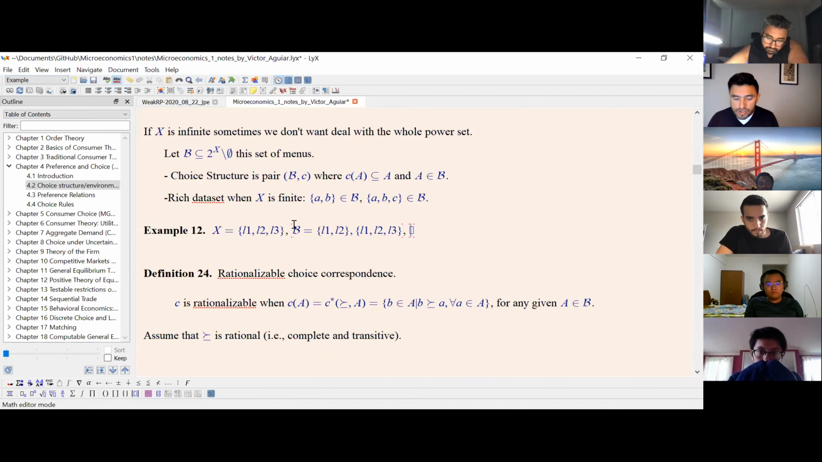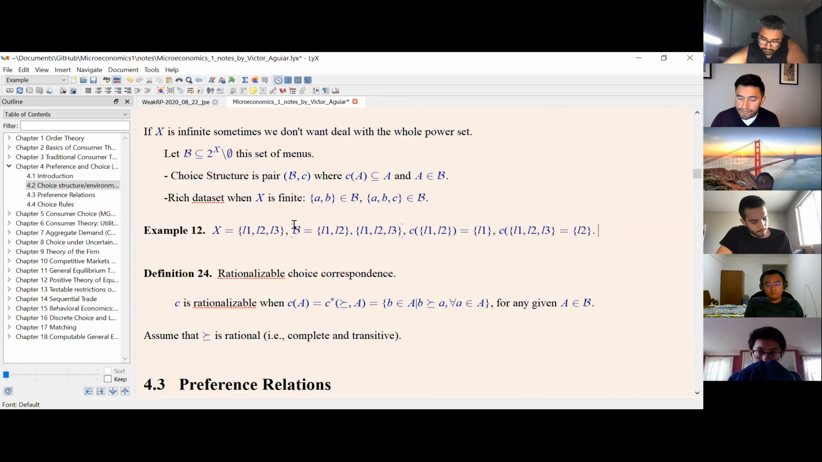And then the choices out of this will be the following. Out of {L1, L2}, the choice will be L1. So this is a singleton, a choice function. And out of {L1, L2, L3}, this consumer in particular will now choose L2. Okay? And this is a data set. This is a data set.